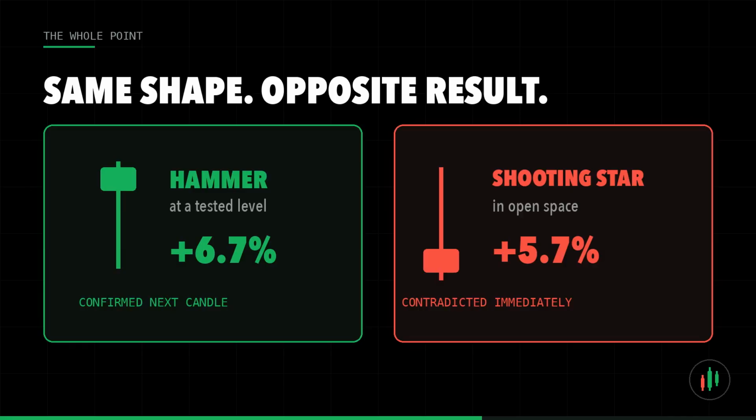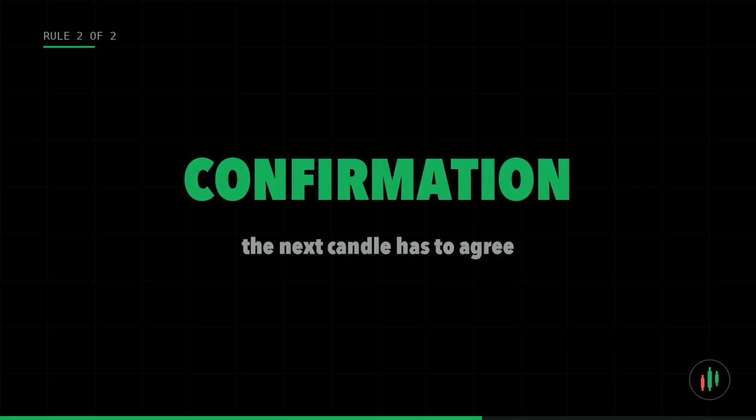No level, no trade. Rule 2, confirmation. After the hammer, the very next candle closed higher. The signal was immediately backed up. After that first shooting star, the very next candle closed almost 2% higher, which does not just fail to confirm it, it directly contradicts it. That is the market telling you within 4 hours that the pattern was wrong.